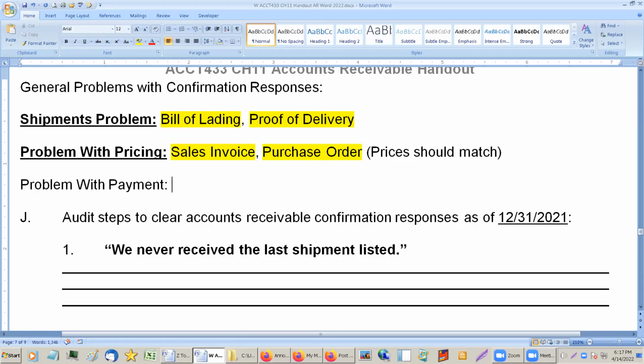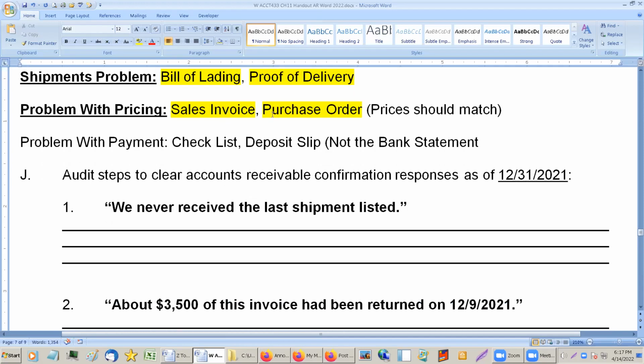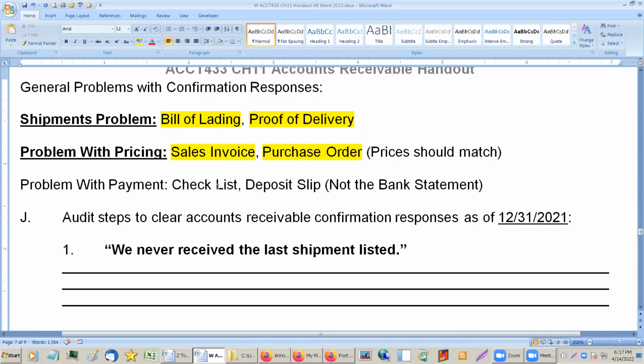Problem with payment. Look at the checklist, deposit slip, not the bank statement. The bank statement won't have the individual payments on it.